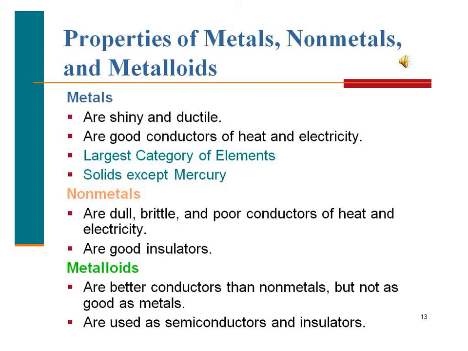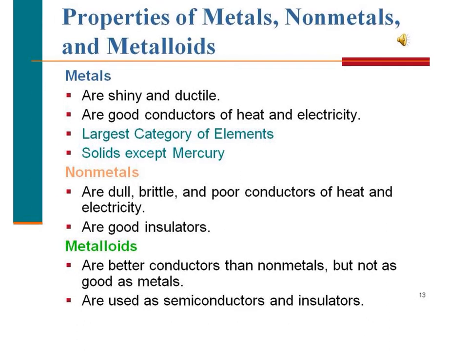The reason we divide metals from nonmetals is metals and nonmetals have dramatically different characteristics. Metals are shiny and ductile. They're good conductors of heat and electricity. They're the largest category of elements, and all of them are solids except for mercury. Nonmetals are the exact opposite. Nonmetals are dull, brittle, and poor conductors of heat and electricity. On the other hand, because they're poor conductors, nonmetals make great insulators.